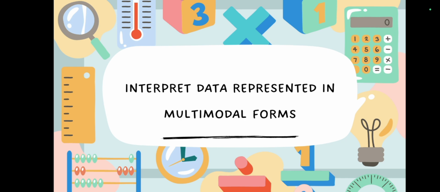Those things that I said a while ago, the tables, charts, and diagrams, are called multimodal forms because they mix words, numbers, and images. Our goal after this lesson is that you should be able to explain what a visual is showing, spot the main patterns, and avoid common mistakes when interpreting data. So our topic for today's discussion is interpret data represented in multimodal forms.